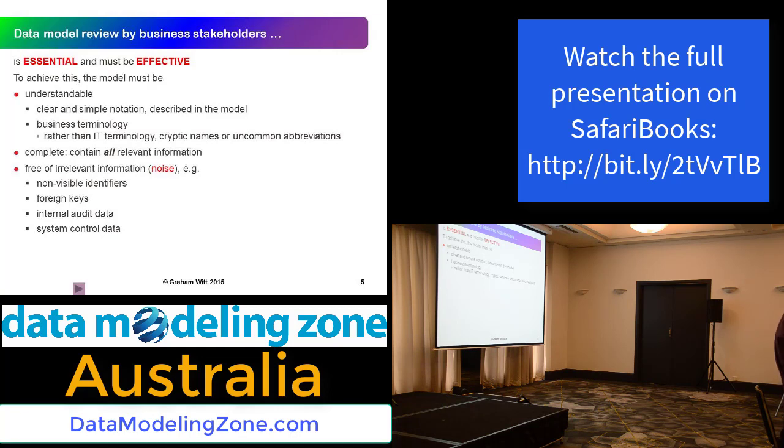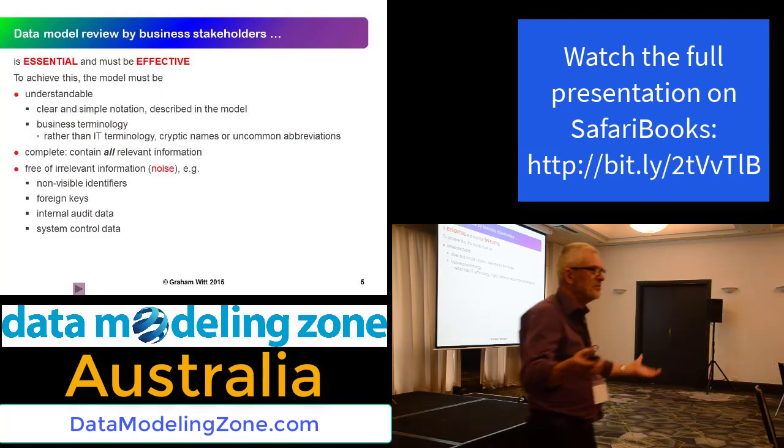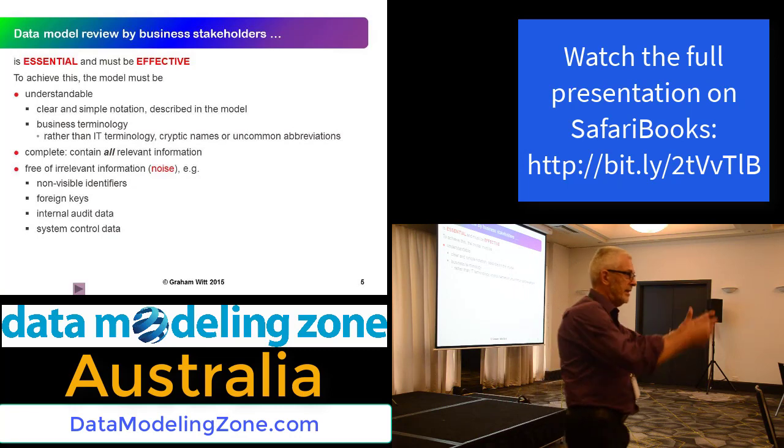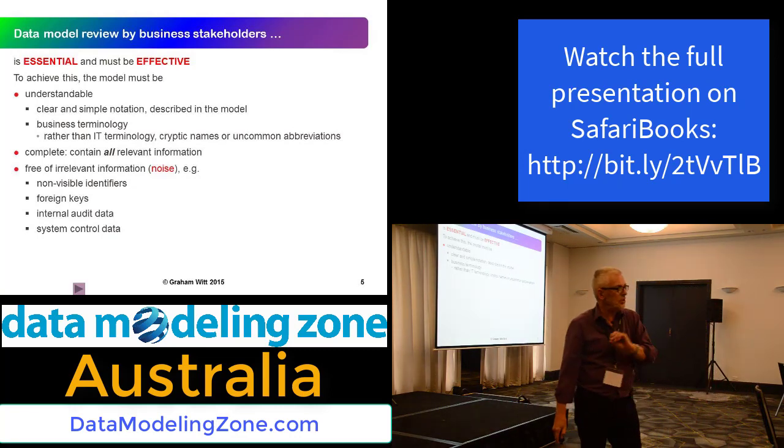Just because we know what a crow's foot means, or an arrow, or a line, or a circle, or a dot, or a star, or whatever other things we put on the model, does not mean the audience knows what they mean. So like any other diagram, you include a legend as to what the symbols mean. But also it should use business terminology.